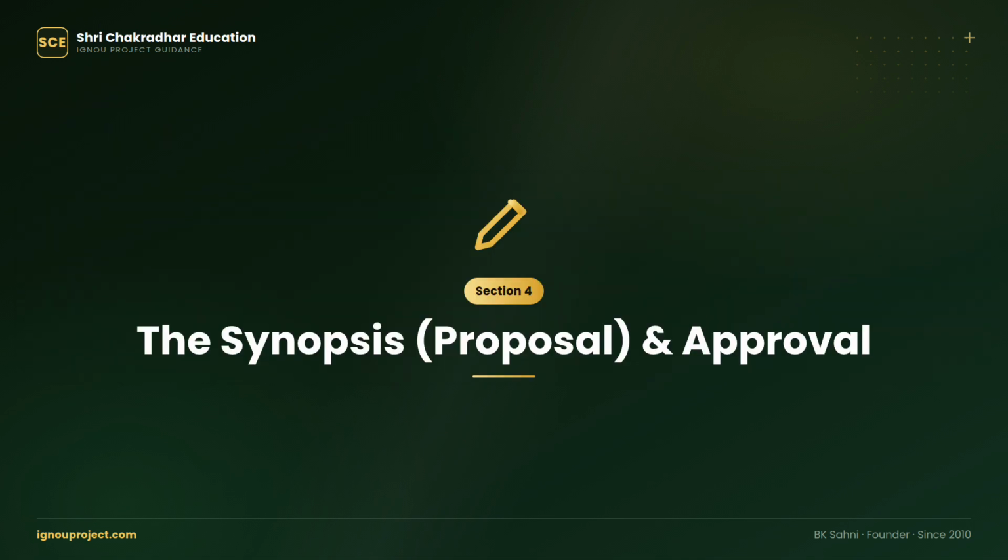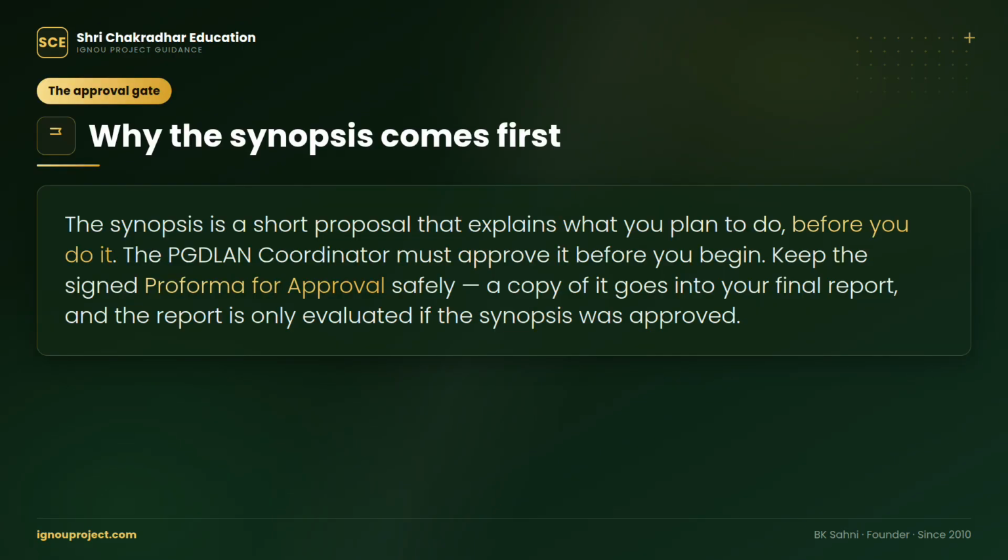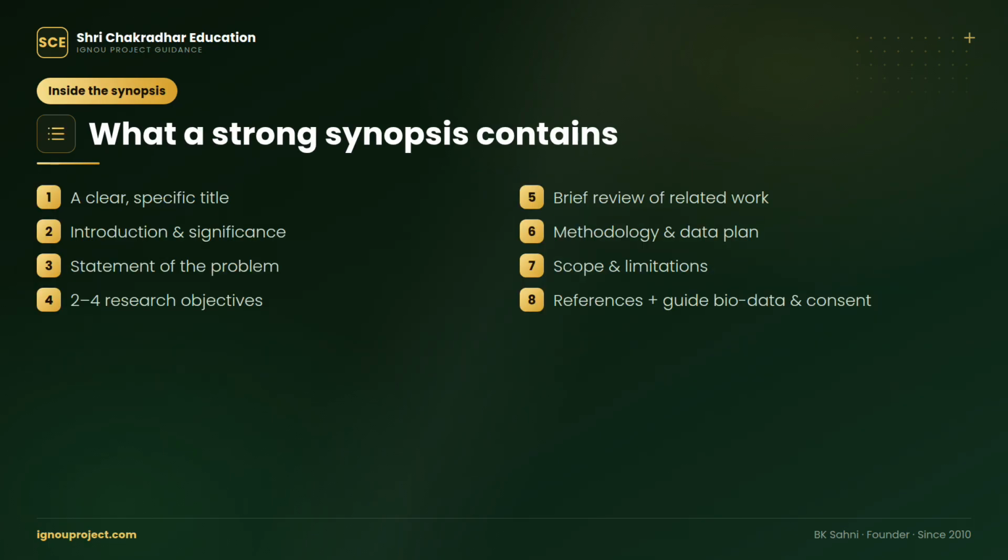Once your topic is set, the next step is the synopsis. So let us cover it. The synopsis is a short proposal that explains what you plan to do before you do it. This is your approval gate. The PGDLAN coordinator must approve it before you begin the project. When you get approval, keep the signed Proforma for approval very safely. A copy of it must go inside your final report, and your report will only be evaluated if your synopsis was officially approved.